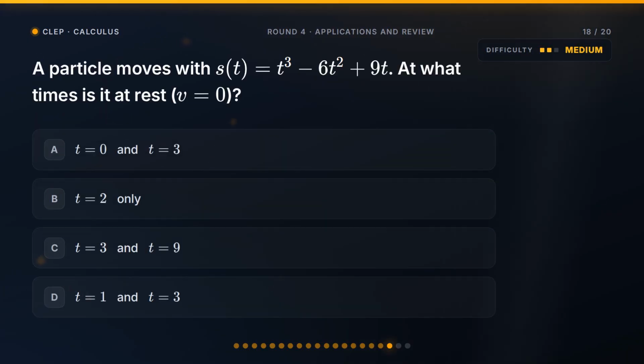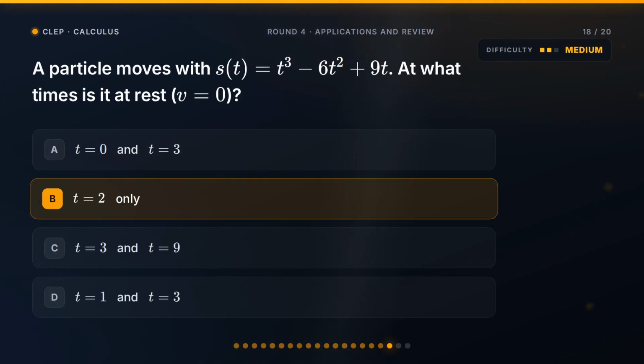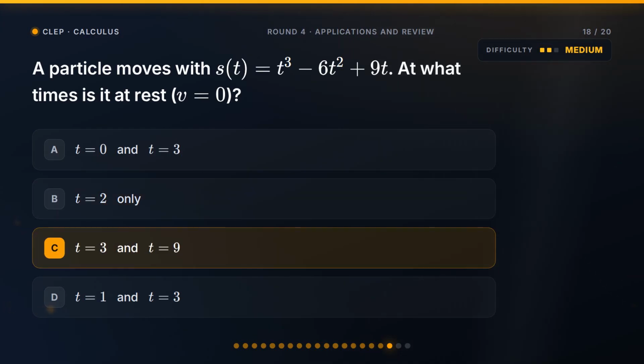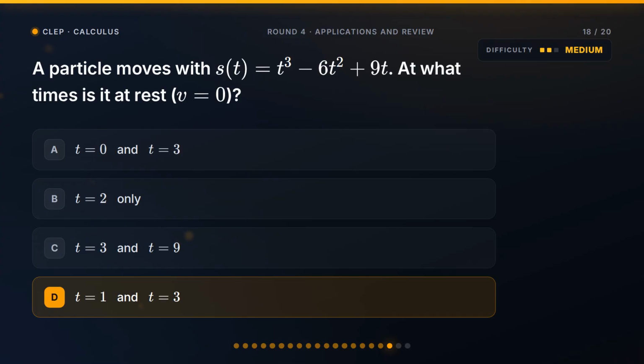Question 18. A particle moves with position s of t equals t cubed minus 6t squared plus 9t. At what times is the particle at rest? That is, velocity equals 0. A. t equals 0 and t equals 3. B. t equals 2 only. C. t equals 3 and t equals 9. D. t equals 1 and t equals 3.